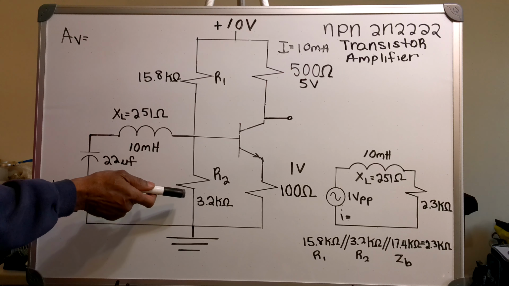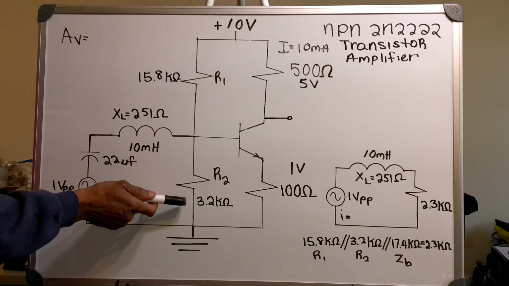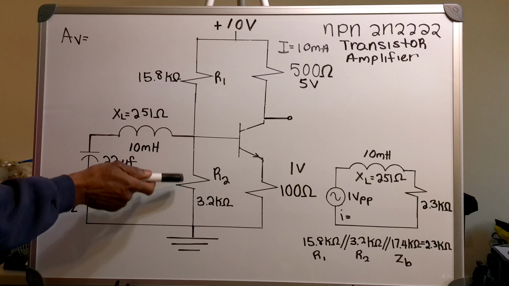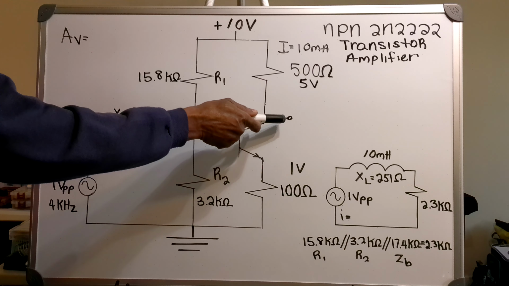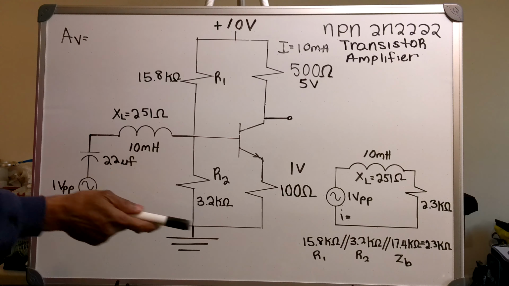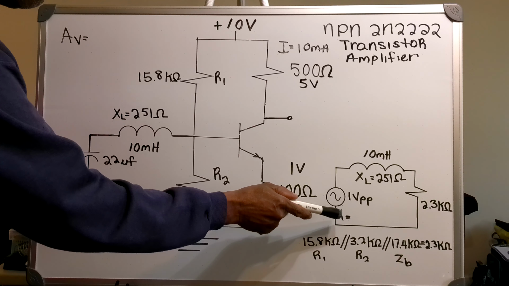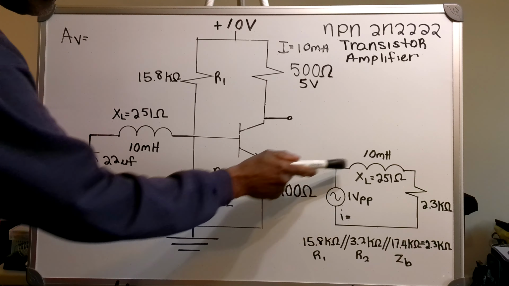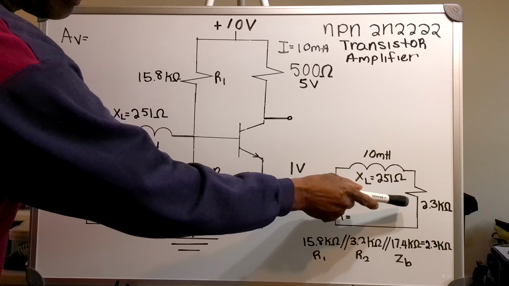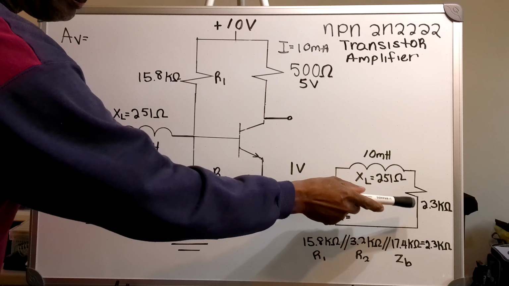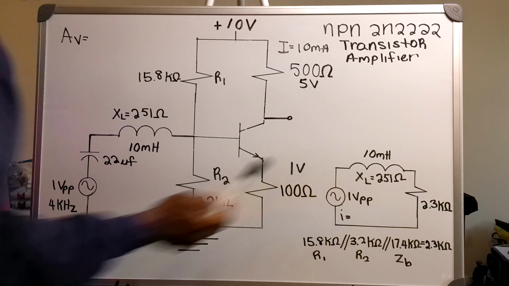The voltage across my resistor, that will be the voltage that will be amplified out here. So what I have to do now is I have to find the current that is going through this circuit so I can find the voltage that will be going through my 2.3 k ohm resistance right here.